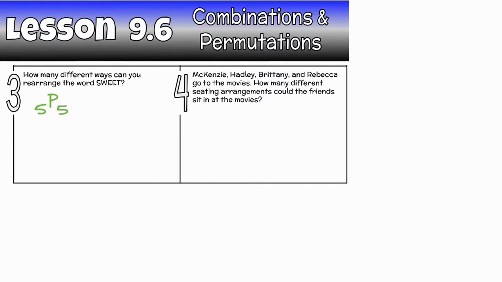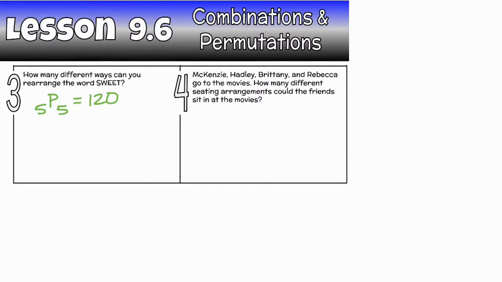So if you wanted to find out how many maybe 3-letter words you could use, you would only select 3 of those letters. But we're going to go ahead and rearrange all of the letters, using all the letters. And so there are 120 different ways.